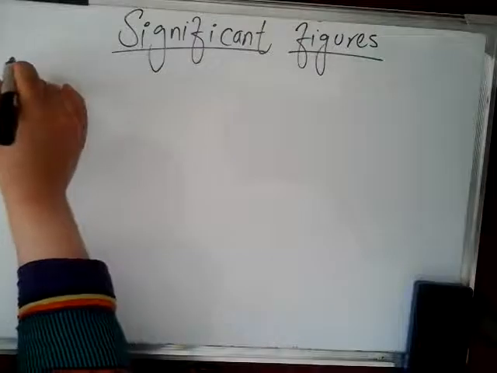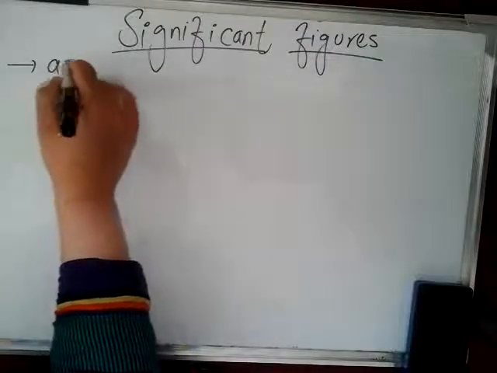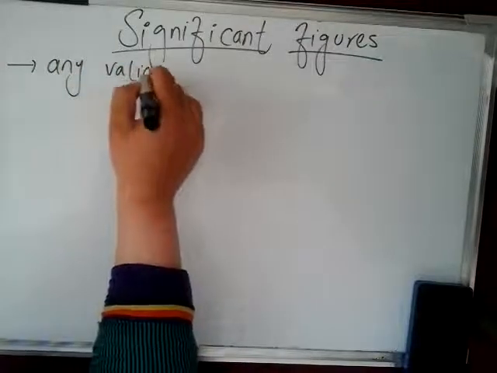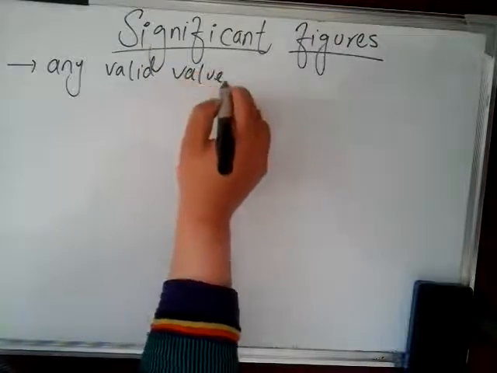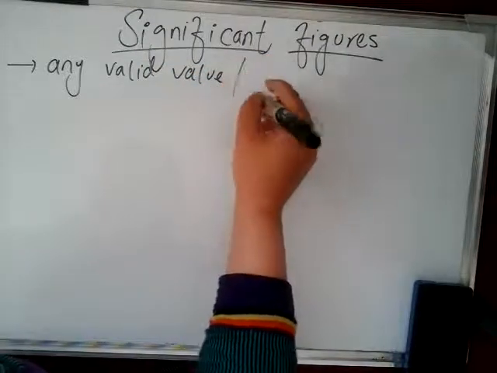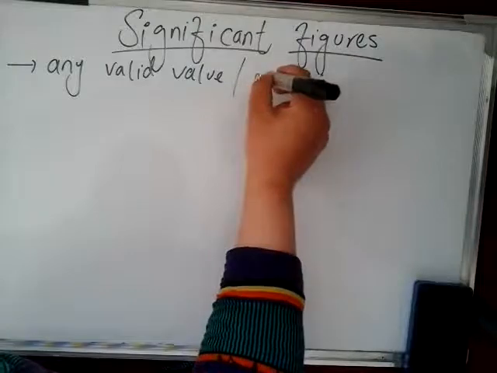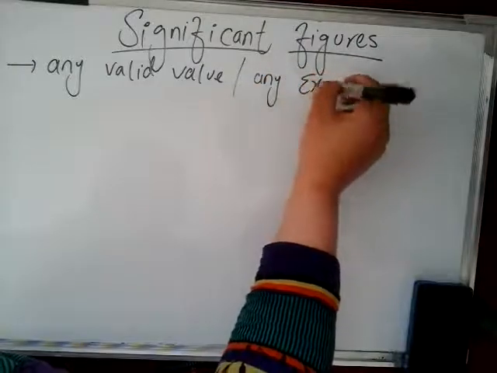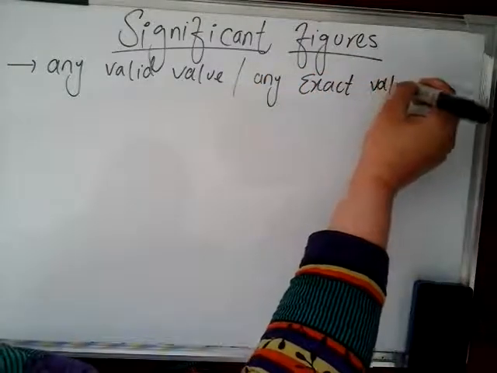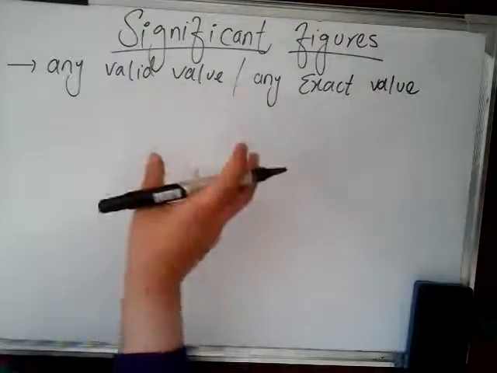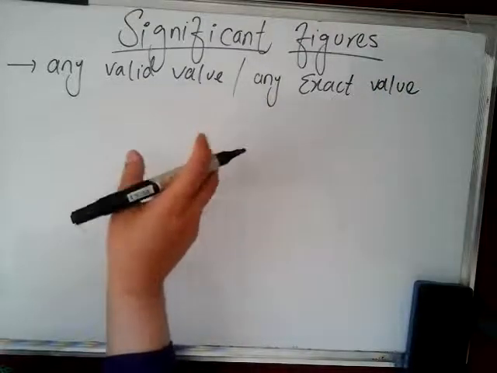Basically, significant figures can be defined as any valid value. Any valid value is called a significant figure, or we can also call it any exact value. Why do we study this, or what is its importance?